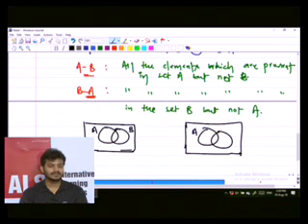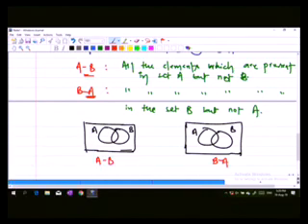A, B, this is A, B. Now, what is A minus B? You see, this is A minus B and this is B minus A. So, what should be A minus B? A minus B would be the element or the region where we have A but not B.